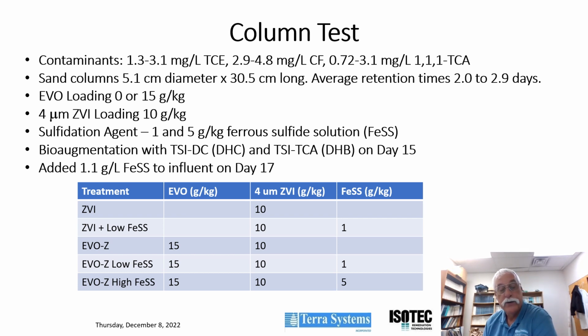EVO loadings were 0 or 15 grams per liter, 4 micron ZVI at 10 grams per kilogram, and sulfidation agent at either 1 or 5 grams per kilogram. Bioaugmentation with the SiREM Dehalococcoides culture and the Dehalobacter culture was conducted on day 15, and then ferrous sulfide was added to the influent on day 17. These studies were carried out for over 28 days.